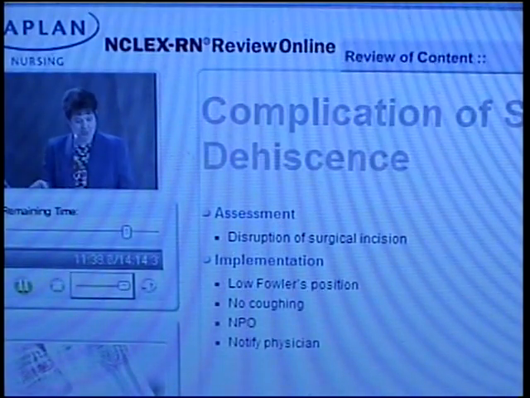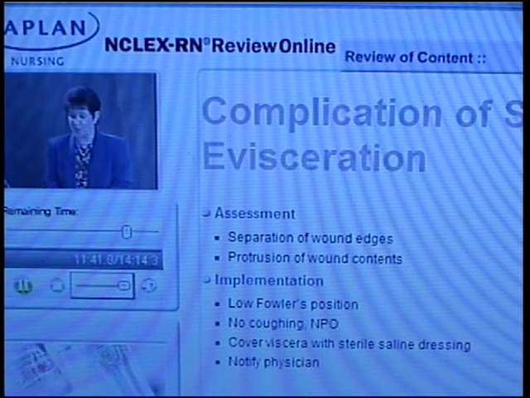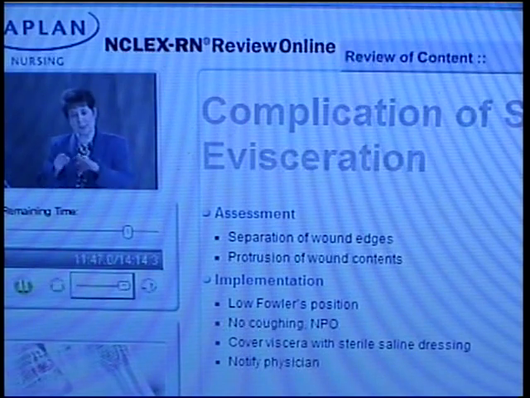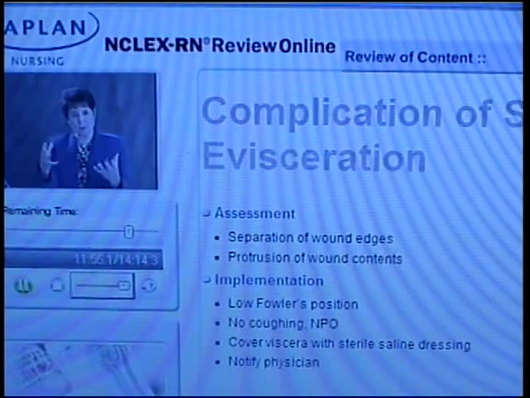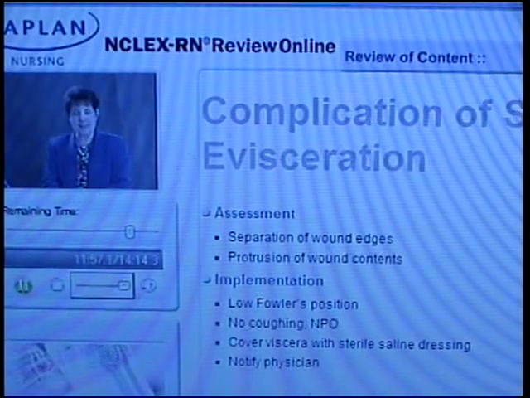The next complication is one that sometimes happens along with the dehiscence, and this is evisceration. With evisceration, not only do you have the separation of the wound edges, but you have protrusion of the contents that were inside the wound. So there's protrusion of the wound contents to the outside.